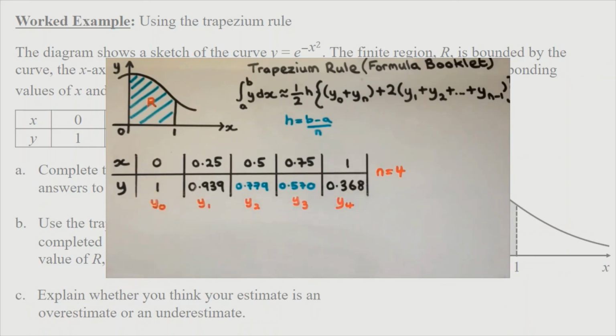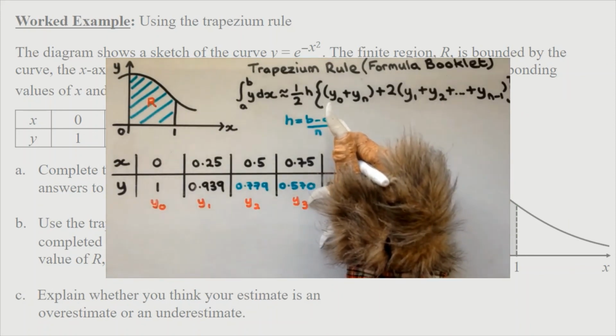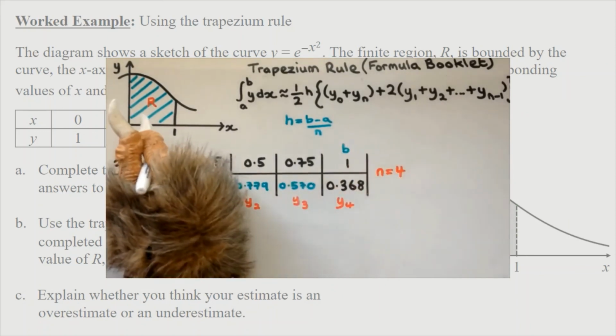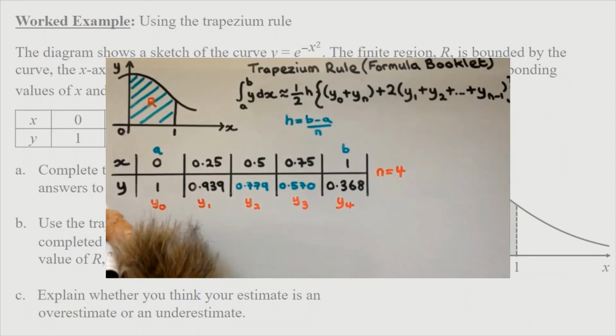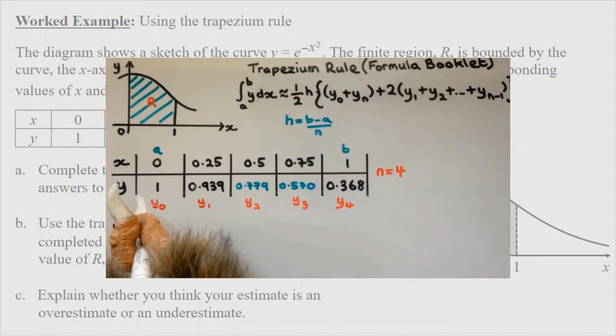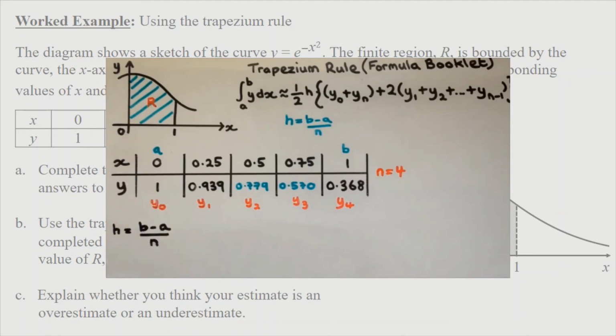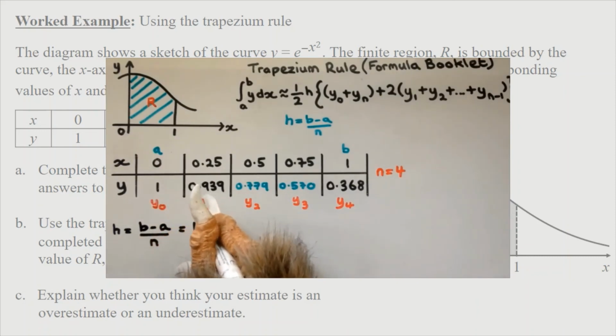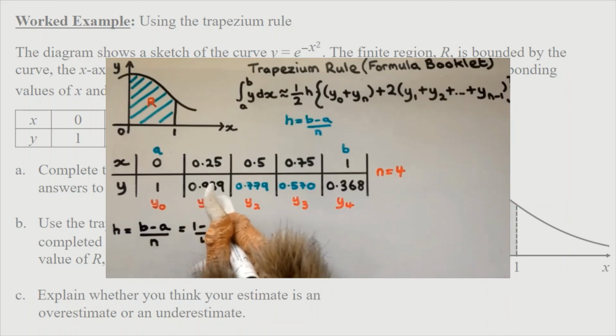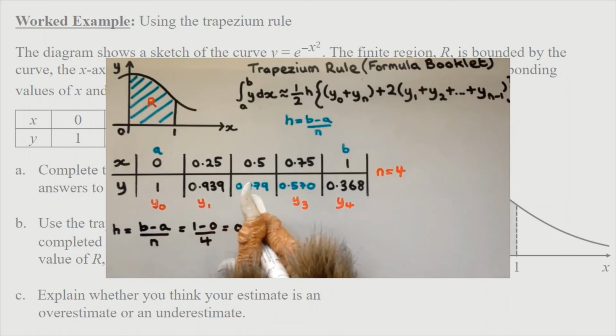So let's just indicate that on the table just to remind you. This is b and this is a. So if I do b minus a, let's just work it out here. So h is going to equal b minus a over n. We already established n was 4, so that's going to equal 1 minus 0 over 4, and we'll stick with the decimal format, so that's 0.25.